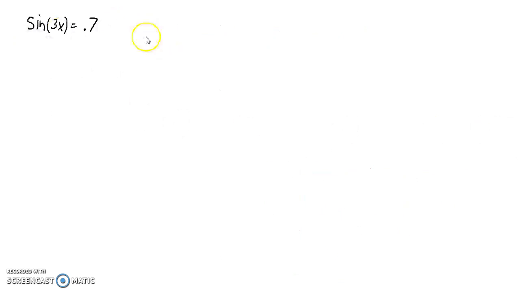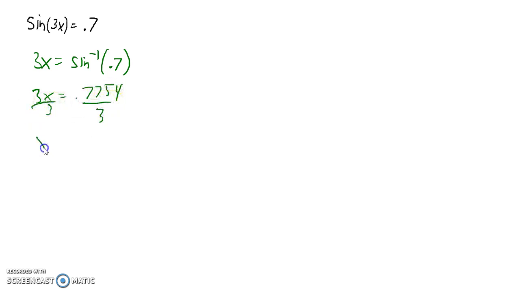All right, so there's one example. Let's look at one more here. Let's go ahead and solve this one. So if we again use the inverse function here, sine inverse in this case, of 0.7. Let's see, sine inverse of 0.7, pull out my calculator, we end up with 0.7754. Divide both sides by 3, and we get my first solution for x, which is roughly 0.2585.